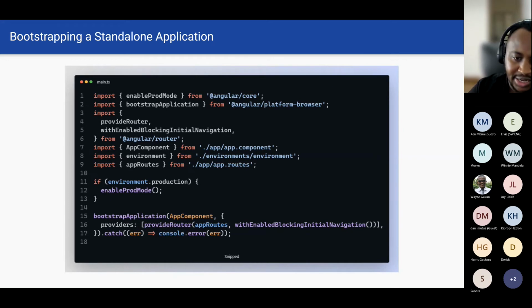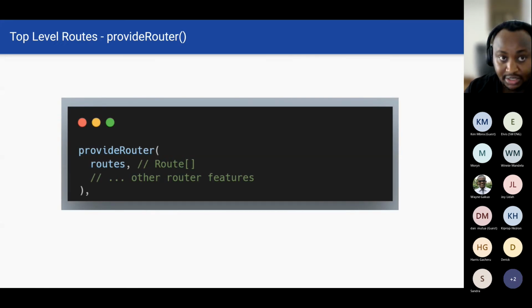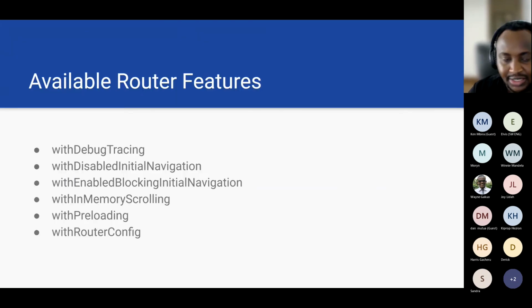And something I want to say about standalone components is a pattern that you are going to notice over this talk: we keep talking about provide, which is for the purpose of dependency injection, and then for configurations, all our functions start with with. So withEnabledBlocking, with, and so on and so on. So this is how you use it. You have provideRouter and then routes, and then you can provide other features. And these are the features that are available.